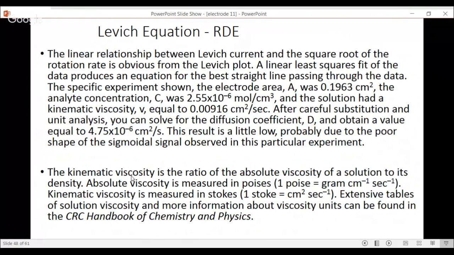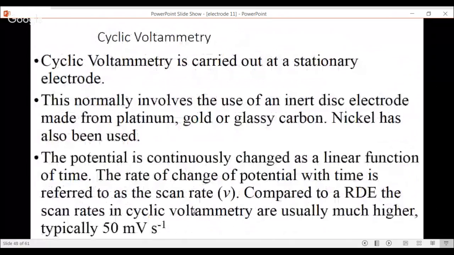The kinematic viscosity is the ratio of the absolute viscosity of the solution to its density. Absolute viscosity is measured in poise. 1 poise is equal to gram centimeter minus 1 second minus 1. Kinematic viscosity is measured in stokes. 1 stokes is equal to centimeter square per second, because density is in gram per centimeter cubed, so it becomes centimeter square per second. Extensive tables of solution viscosity and more information about viscosity units can be found in the CRC Handbook of Chemistry and Physics. I hope you remember that.